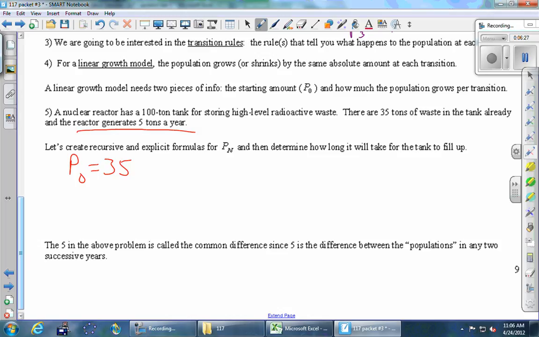So this is called linear. Every year you gain the same amount. So we're going to write this in 2 different ways. First one we're going to write is this thing called the recursive formula.